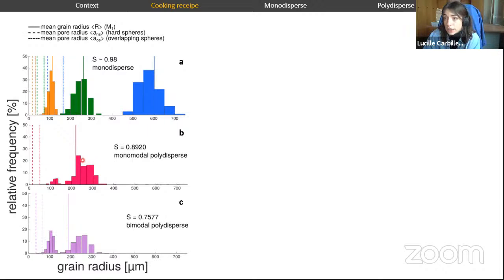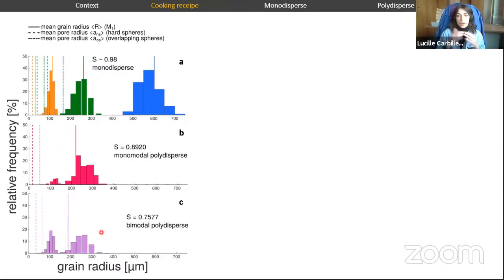So widening the grain radius range that we use, and we can also choose to mix beads with one size, like big beads with smaller beads, and that would change the modality of the distribution. And we've been preparing, for instance, bimodal distributions.